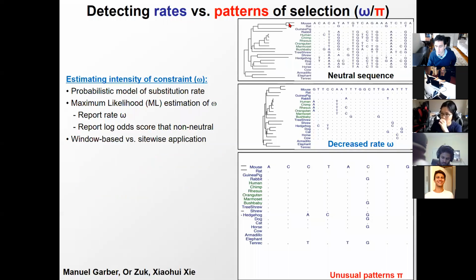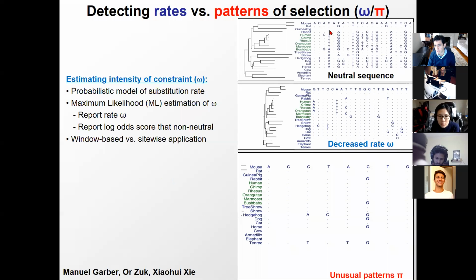But the main thing that I'm going to be focusing on today is the concept of patterns of selection versus rates of selection. Here are 3 examples of regions that are evolving neutrally or non-neutrally. So in the neutral region, you see that there's a lot of substitution. So every conserved position is shown as a dot, and every change is shown by the nucleotide to which that sequence has changed.